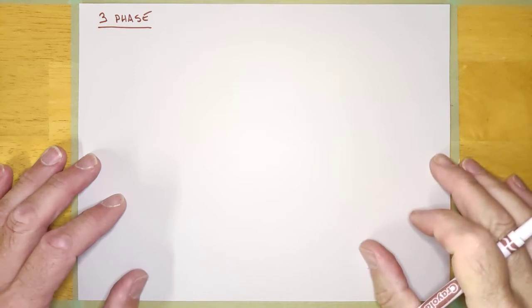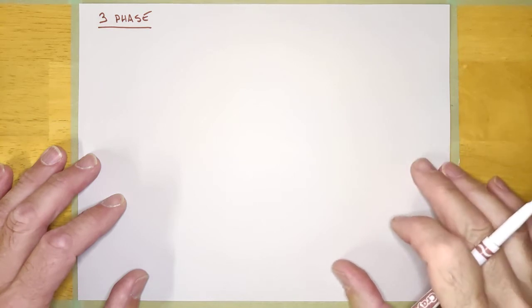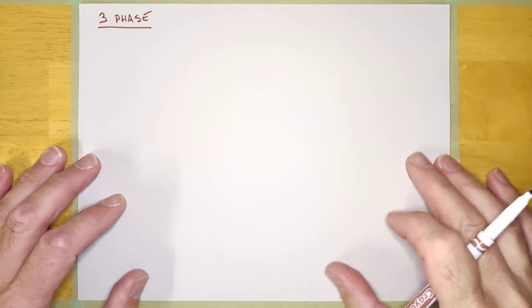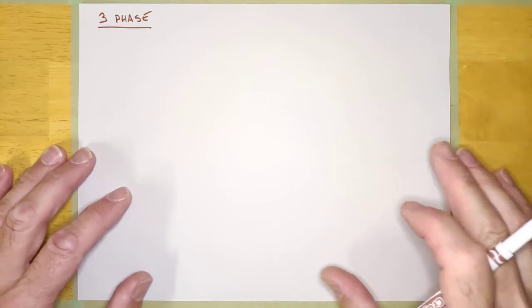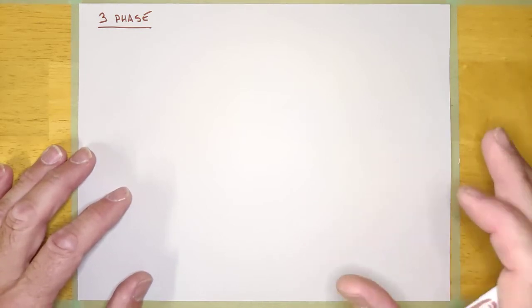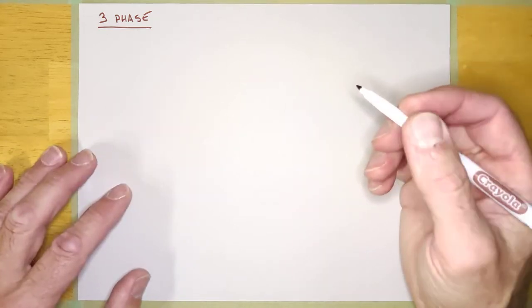Hey guys, welcome back. Today we're going to be talking about three-phase for the next little while. We're going to learn all about it, do all kinds of calculations, and we're going to talk about the two different flavors that three-phase comes in, Y and delta. The first thing we're going to talk about here is how three-phase is created.